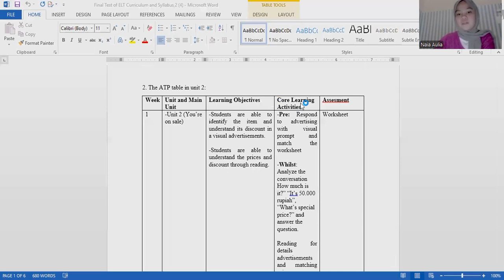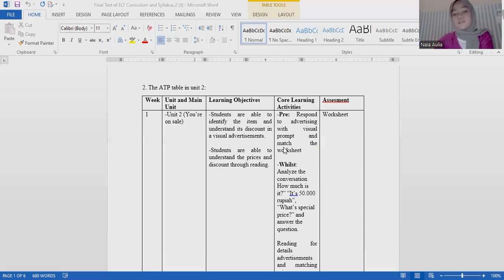My core learning activities start from the pre-activity, in which my students respond to advertising with a visual prompt and match the worksheet, so that they can build their curiosity, stimulate their recall memory, and maybe also anticipate what they will learn after the pre-activity.